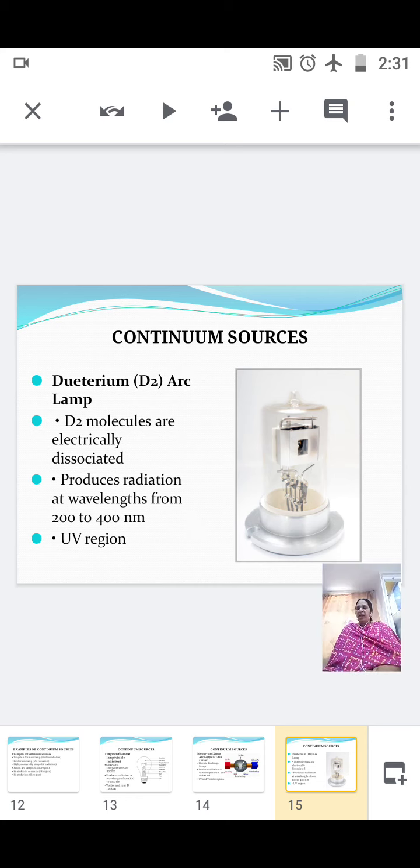They produce radiation at a wavelength of 200 to 400 nanometers. That is why they are mostly used in the ultraviolet region. These deuterium arc lamps are used in the ultraviolet region. Hydrogen or deuterium lamps are also called discharge lamps. They are operated at a very low temperature.